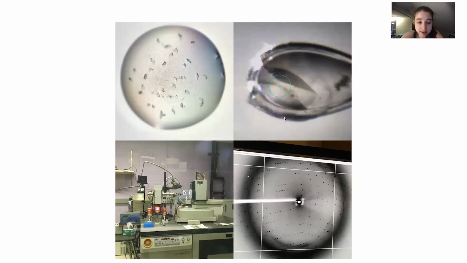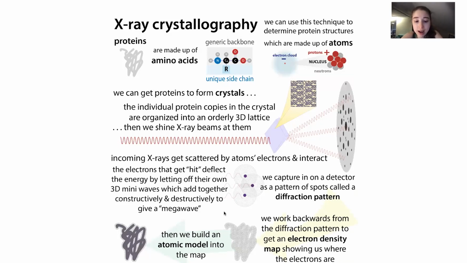When you shoot X-rays at the crystal, these X-rays are going to interact with the electrons, and the electrons are going to scatter the waves. These scattered waves are then going to interact with one another and either build up, so constructively interfere, or cancel out, destructively interfere. And because of the repeating structure of the crystal, they're going to cancel each other out everywhere except for very specific conditions.